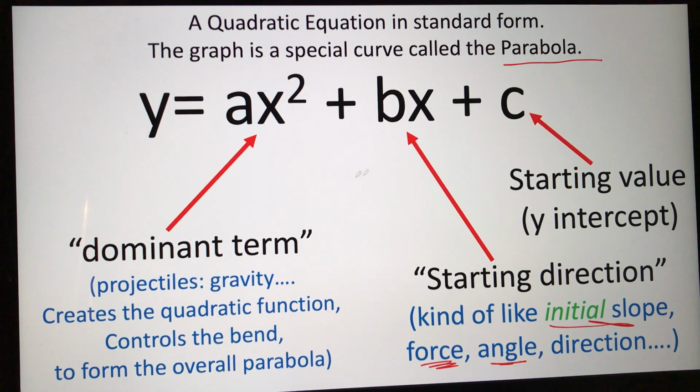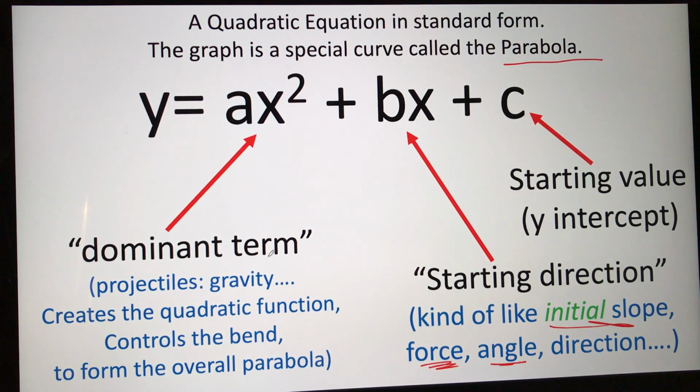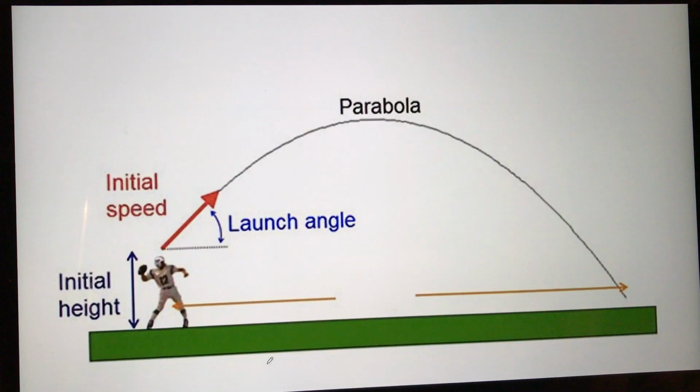And this ax squared, this is the dominant part. This is the new term. Now with projectiles, we call this gravity. But just in terms of the general equation, we see that x squared is obviously a higher power than x to the 1. So this part has more influence on the model itself, because it's squared. This part creates the quadratic function. It controls that bend to form the overall parabola.